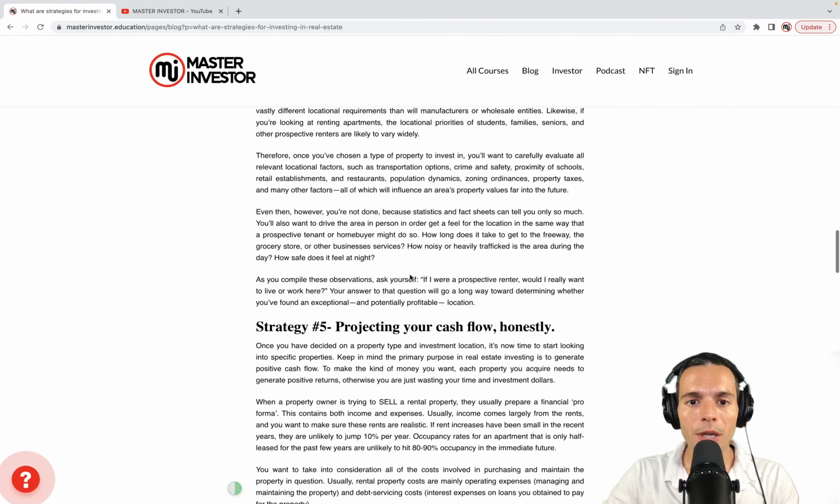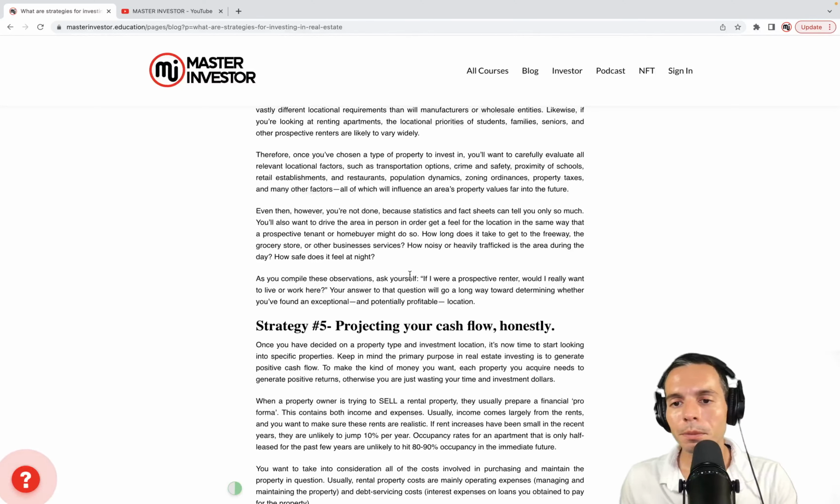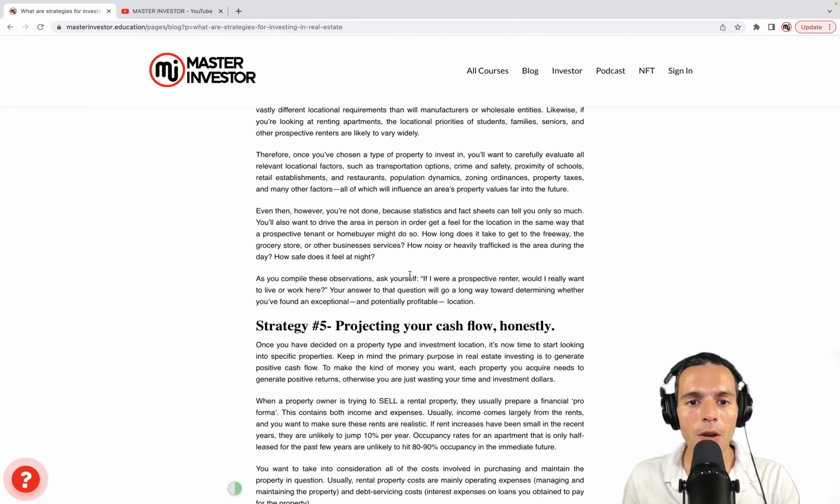Therefore, once you have chosen a type of property to invest in, you will want to carefully evaluate all relevant location factors such as transportation options, crime and safety, proximity of schools, retail establishments and restaurants, population dynamics, zoning, ordinances, property taxes, and many other factors, all of which will influence property values far into the future.